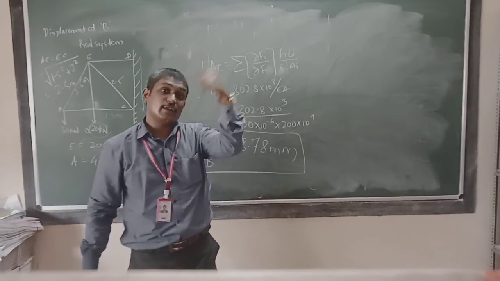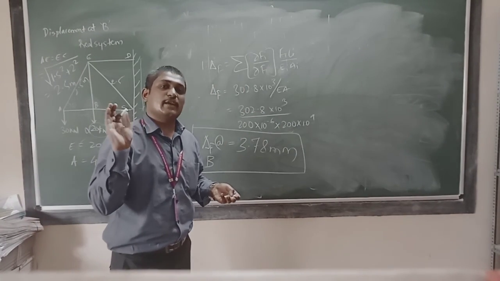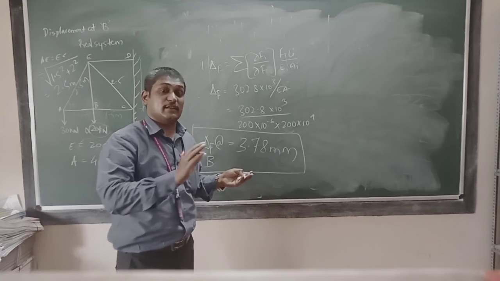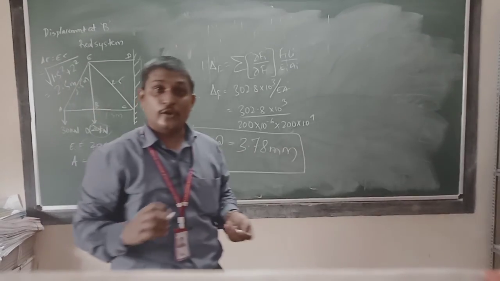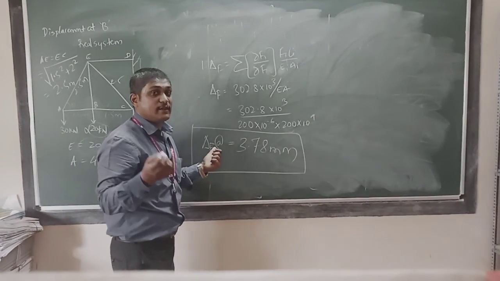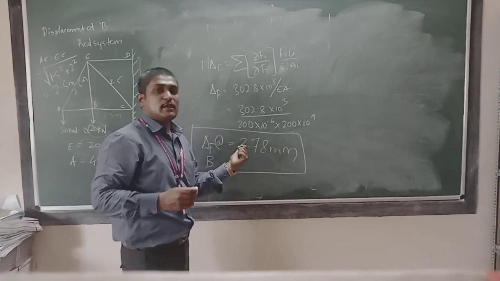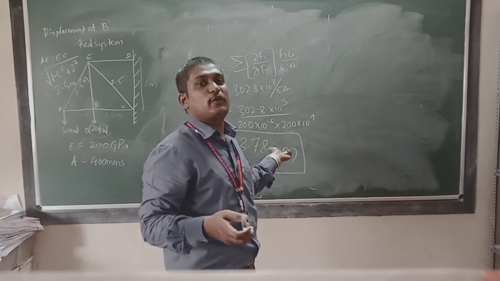So you go with the virtual method also, the same problem I have solved. Answers are not going to change. Okay, methods are different to calculate the deflection. Like we have calculated in the third model also, the moment area method we have used, the conjugate beam method we have used. There are different methods, but finally the answers are going to remain the same. If you check with the software also, you are going to get the same answer.